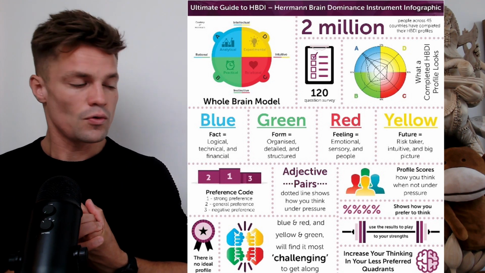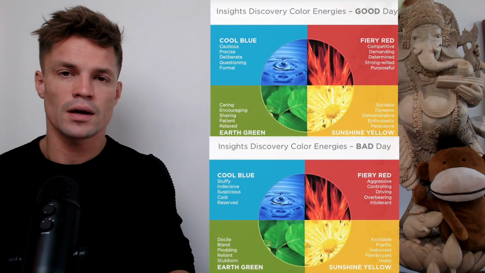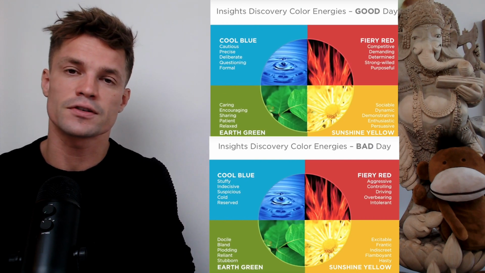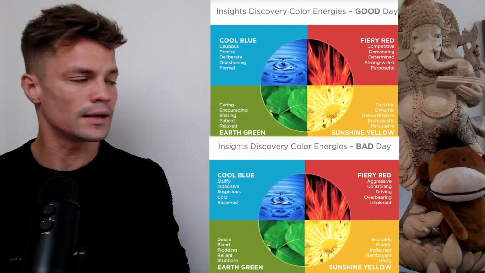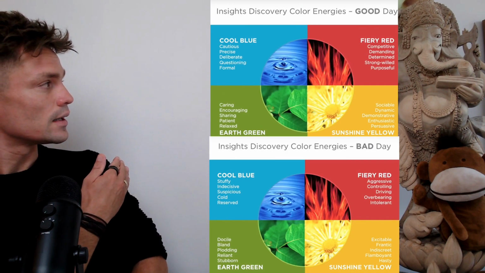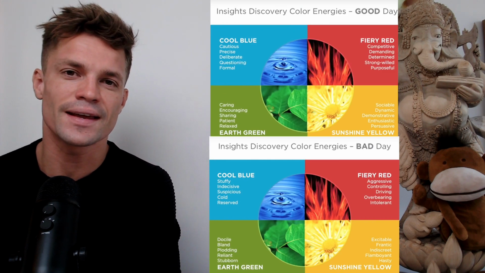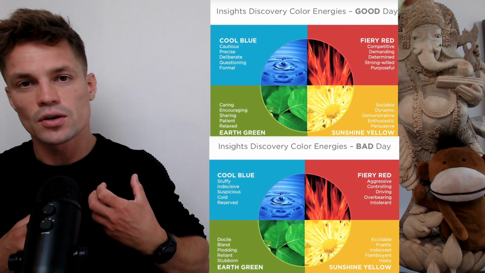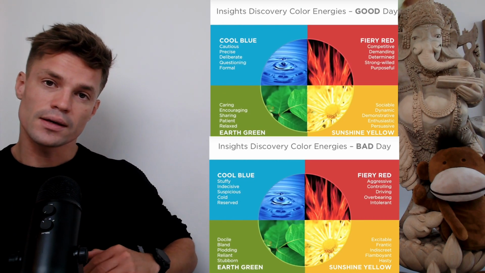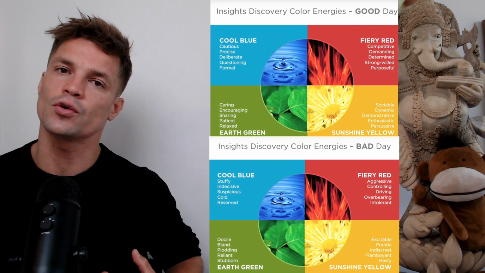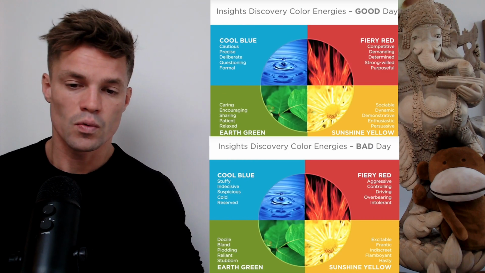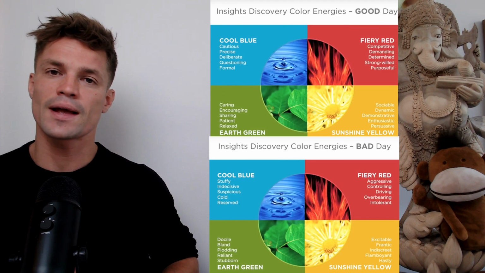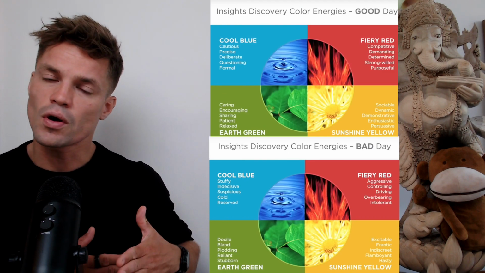Okay, so back to the model. There's another model. I think it originates from Carl Jung, the famous psychologist from the previous century. In this case, you see the good day, and I will show you the bad day afterwards. In a good day, the blue is seen as cautious, somebody who's precise, questioning, formal. The green is caring, encouraging, sort of the earth person. The yellow would be the sociable, dynamic, enthusiastic, energetic person. And fiery red is competitive, getting things done, strong-willed.